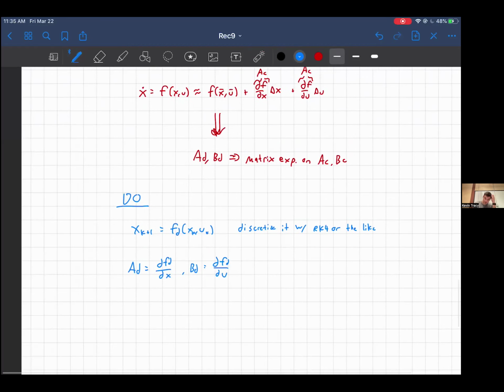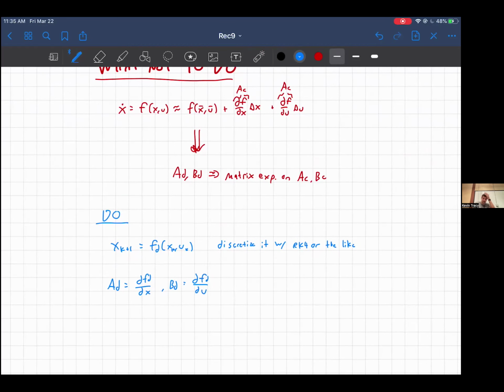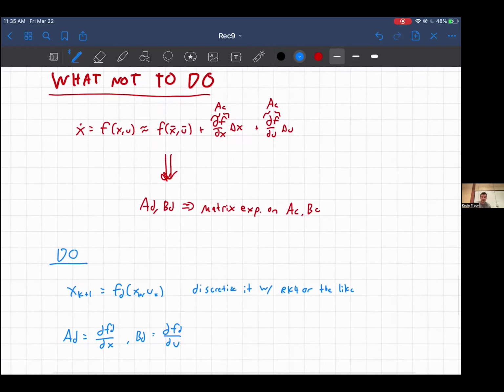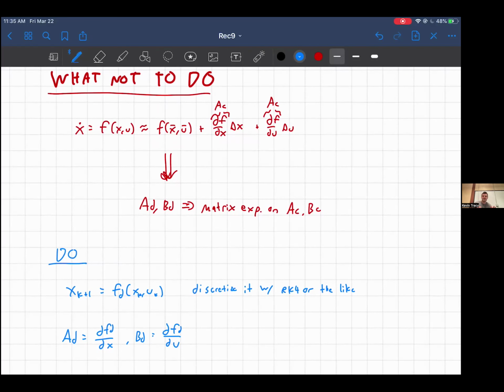This is a pretty important point that we saw a bunch of people do in the homework. If I want a discrete time linear system from a nonlinear system, so I want to linearize it in discrete time, what some people were doing was taking their continuous time system, forming the continuous time Jacobians, and using those continuous time Jacobians with a matrix exponential to get the discrete time stuff. And that you should not do. This is more complicated, more difficult, and less accurate.